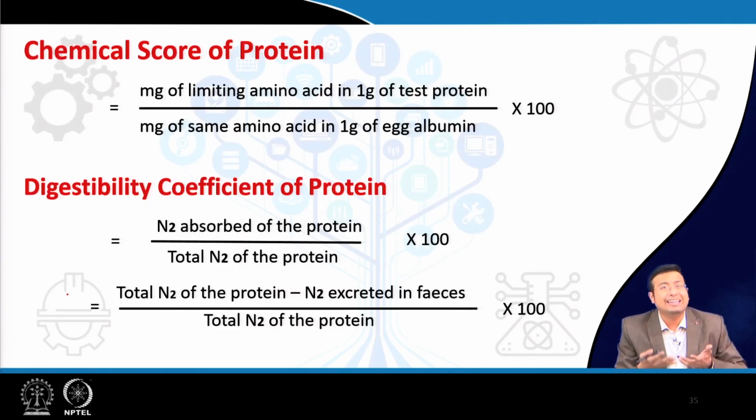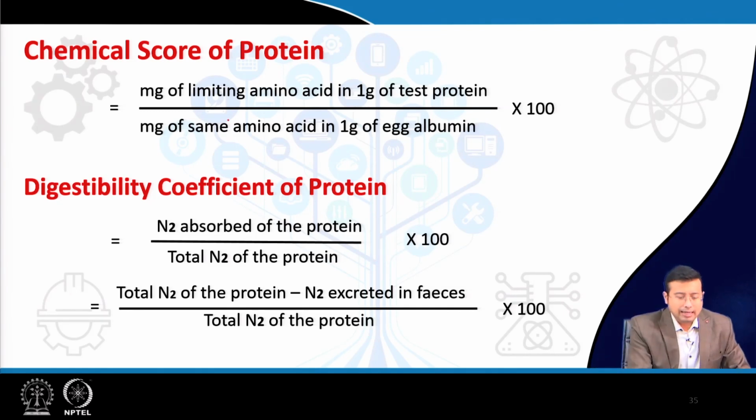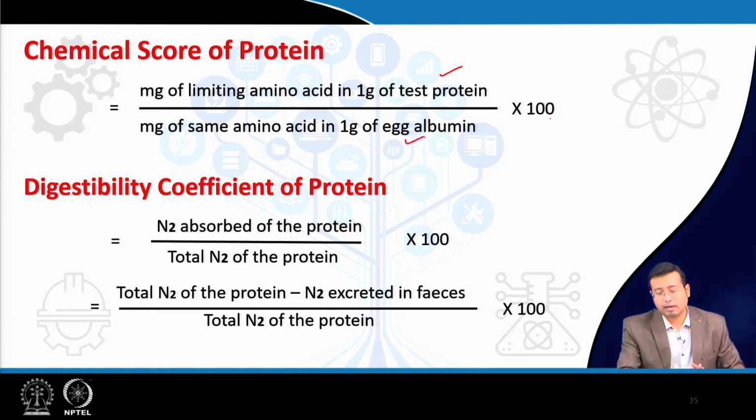So, how do we detect the chemical score? Milligram of limiting amino acid in 1 gram of test protein divided by milligram of the same amino acid in 1 gram of egg albumin, multiplied by 100, right. Next, digestibility coefficient of protein: nitrogen absorbed divided by total nitrogen of the protein, all right. So, how do we calculate nitrogen absorbed? Again, total nitrogen in the protein minus nitrogen excreted in the feces.